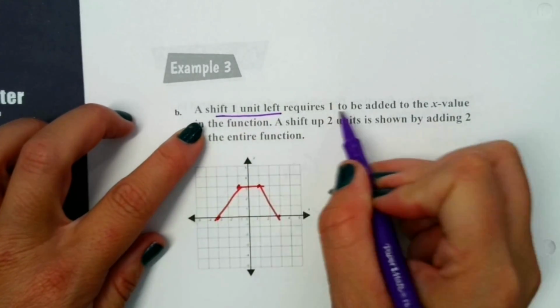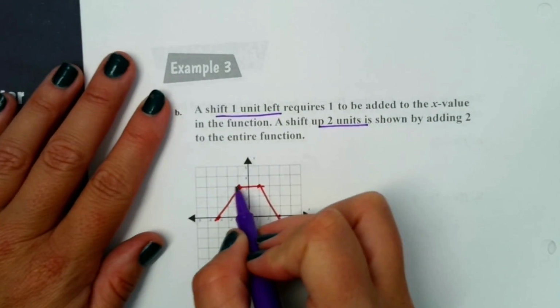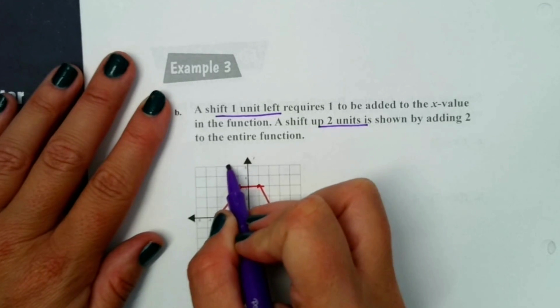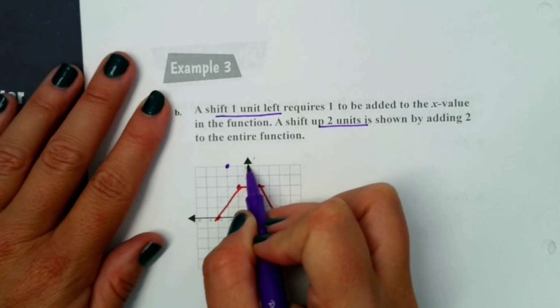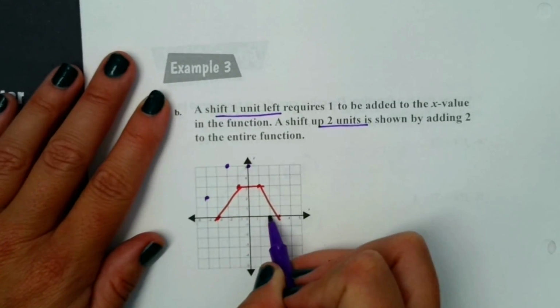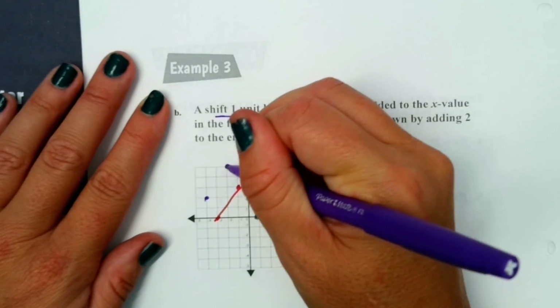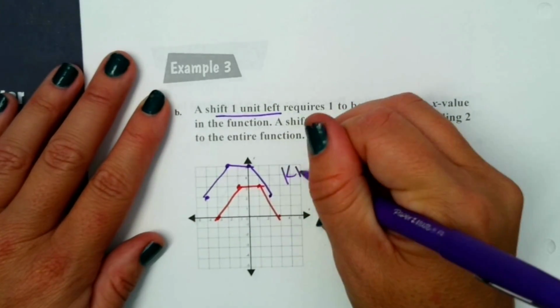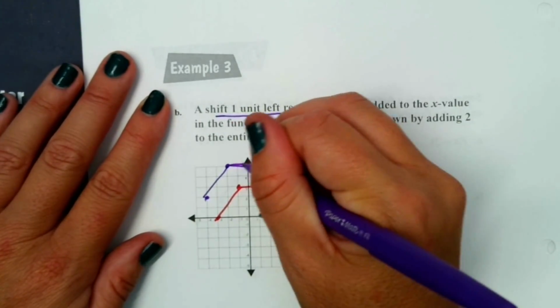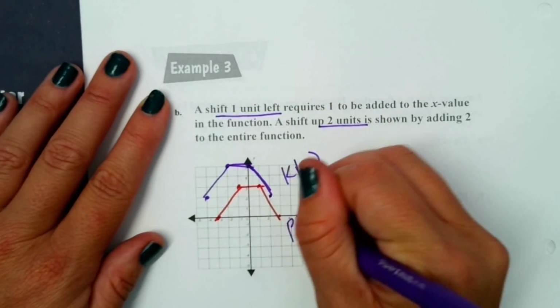Shift 1 unit left and shift up 2. So left, up 2, left, up 2, left, up 2, left, up 2. This is still K of X. That was a really crooked line, Ash. And this is still P of X.